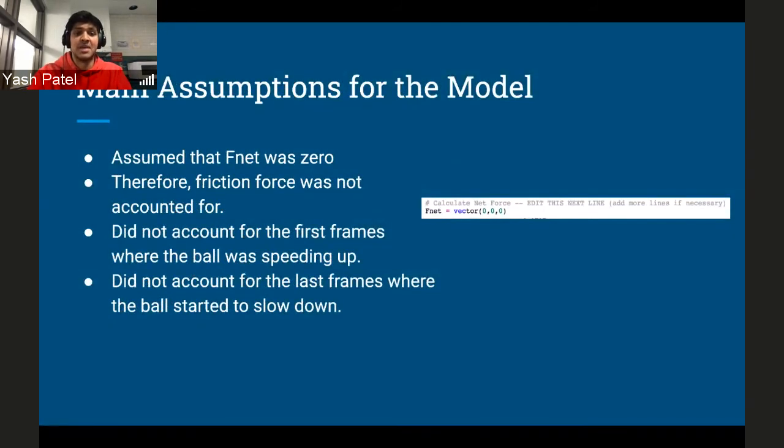We had to make some main assumptions for the model to go smoothly. Firstly, we assumed that F net was 0, therefore friction force was not accounted for. We also did not account for the first frames where the ball was speeding up and the last frames where the ball started to slow down because of that friction force. You can see that in the code snippet on the right where we set F net equal to 0.